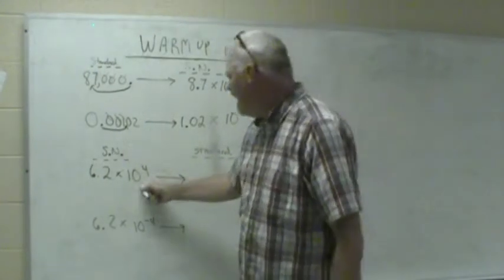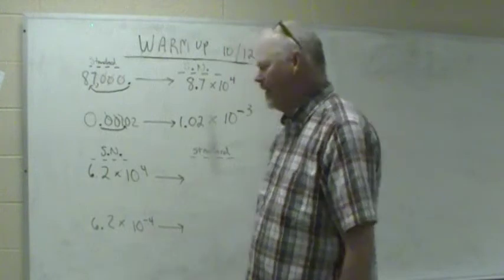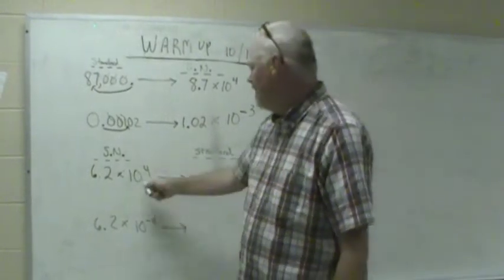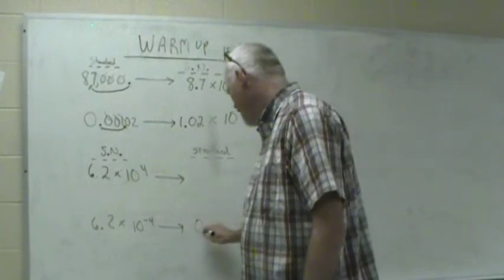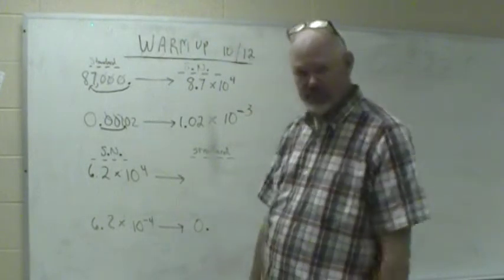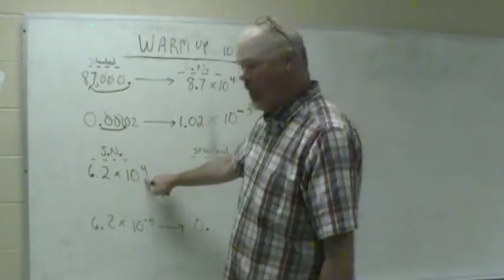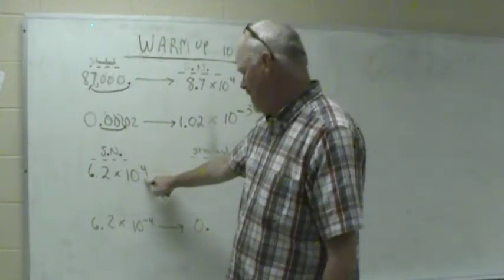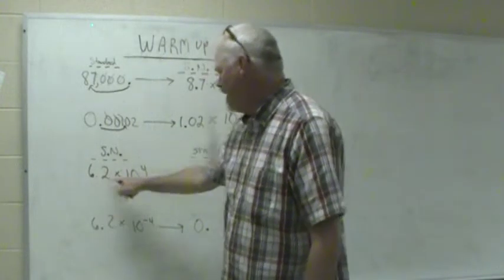They look alike. 6.2 times 10 to the 4th power, or the negative 4th power. I can tell you right away this is going to be a big number. This is going to be a little number. I know this is going to start with 0 point. Right? 0 point. Alright, that's all we look at, is the exponent. It is a positive 4. It means move that decimal 4 places and make it bigger.